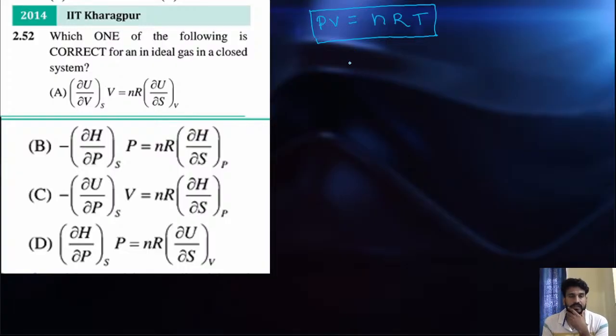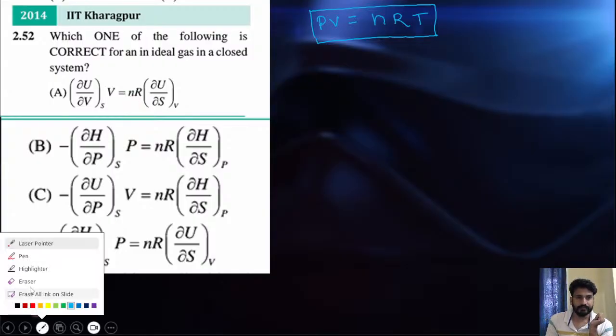Okay, so let's look at the first option, just pay attention here. It is my some term V is equal to nR this. It means it should be P and it should be T. If it is P and if it is T, then my first equation is correct. And if it is different from this, then it is wrong. Right? Very simple.